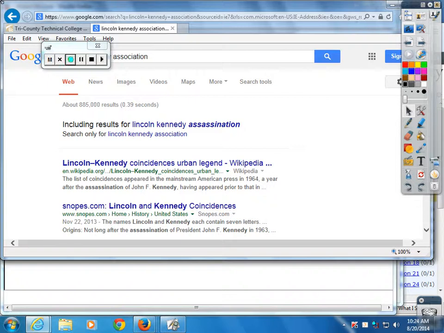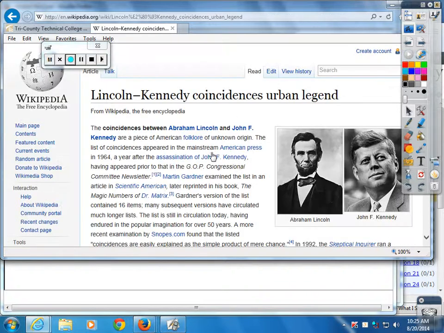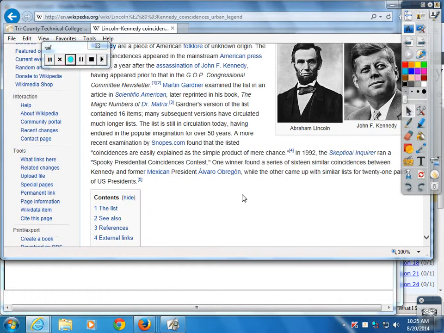But anyway, President Kennedy was killed in 1963. President Lincoln was killed in 1863. So there's all kinds of coincidences. Kennedy was killed in a Ford, or was it a Lincoln? There are some similarities about the theaters. You just have to read it.